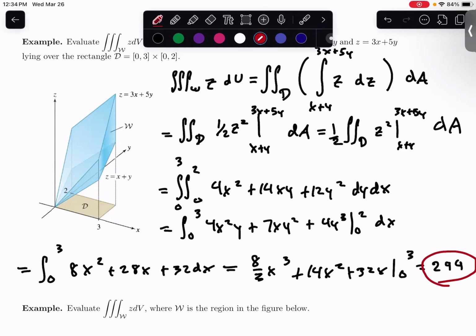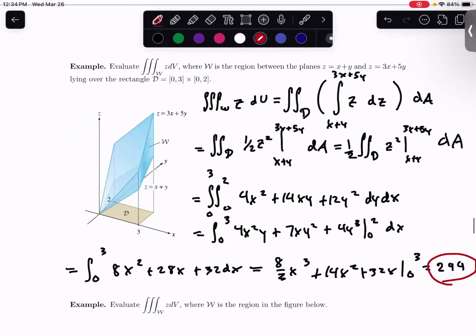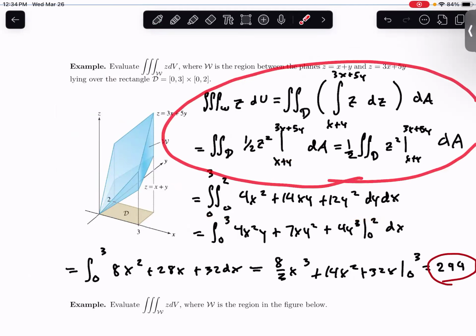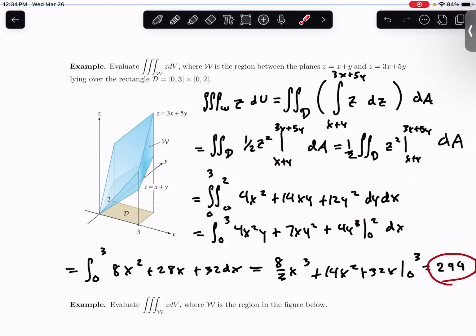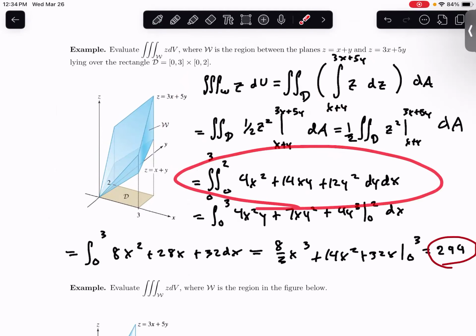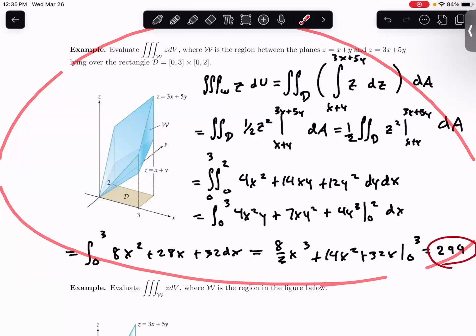Right, so I went through it quickly, but once you're at this point, you're in familiar territory. The big part that was new was this part right here, the third integral corresponding to z. But once you're here, it's smooth sailing, aside from plugging in numbers and putting things into the calculator correctly. Any questions about this example?